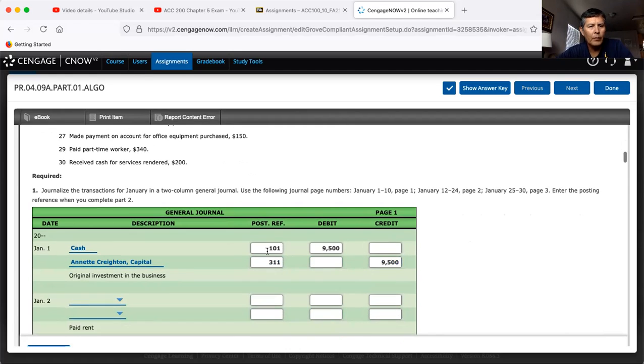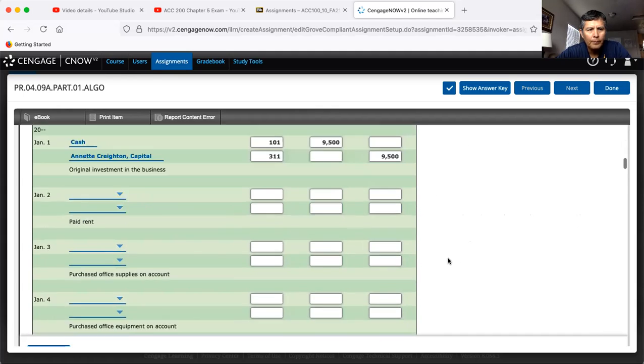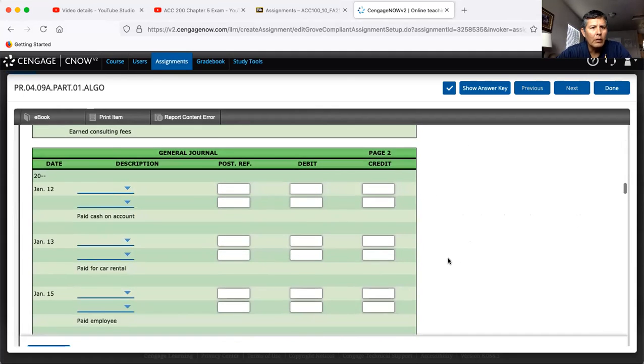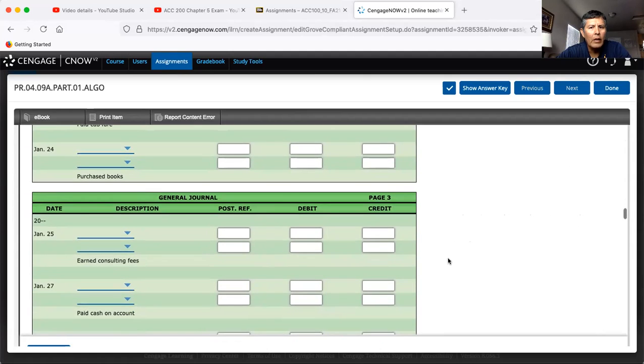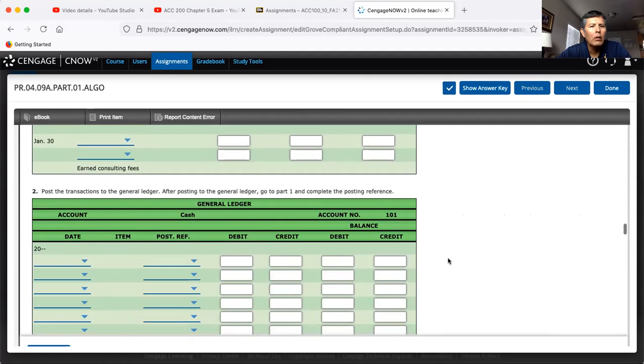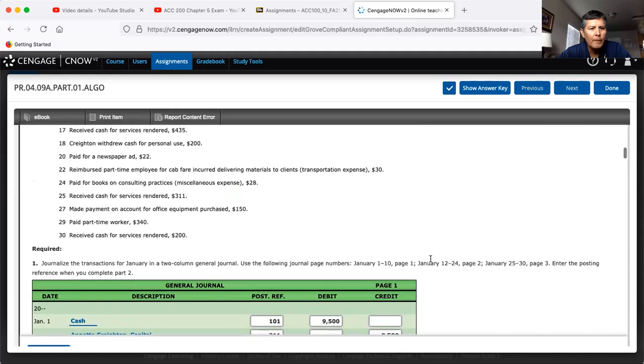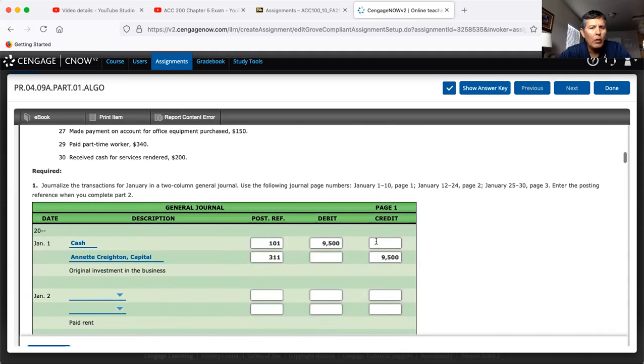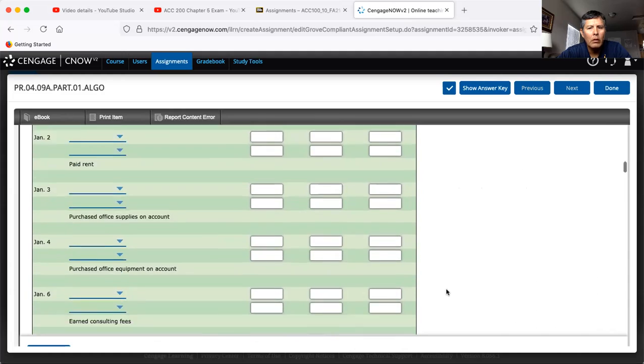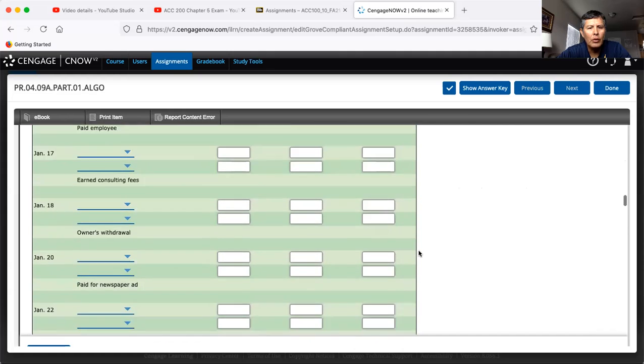Now we have to come down here as well. This $9,500, there's going to be an account down here titled cash. Okay, cash, general ledger. This is a cash account. This will be January 1. Post reference will be, I think it's J1. Let me see. Yep, J1, page 1. J2 would be page 2.